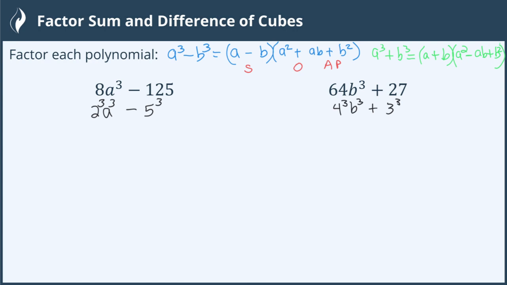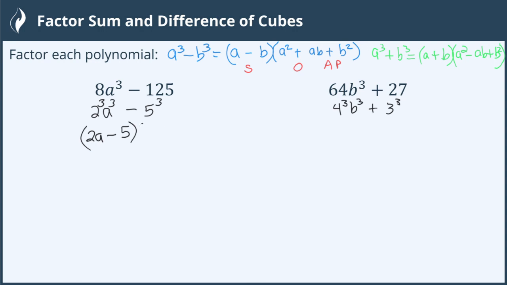Okay, so then I'm going to go back and I'm going to work my difference problem all the way through using my pattern. Now my pattern is the cube root of the first term. So the cube root of 2 cubed a cubed is 2a. And then we're going to use the same symbol, so it's going to be a minus sign, and then we take the cube root of the last term. And that's our first little grouping.